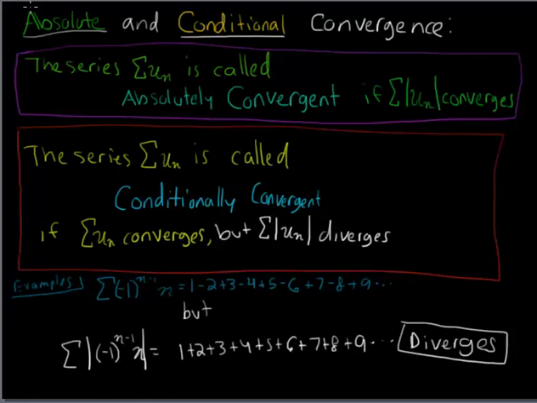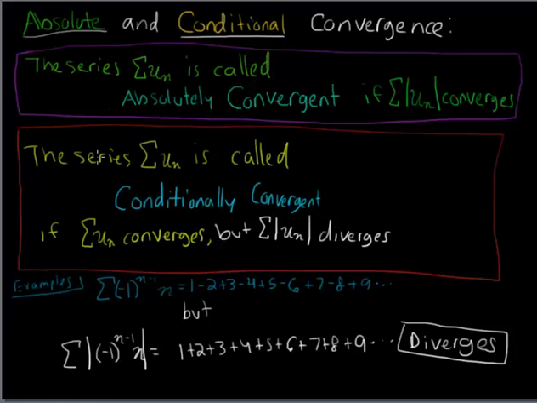So this is absolute and conditional convergence for sequences and series. The series, the sum of u sub n, is called absolutely convergent if the sum of the absolute value of u sub n, which is just a sequence, converges when you take the sum of it.